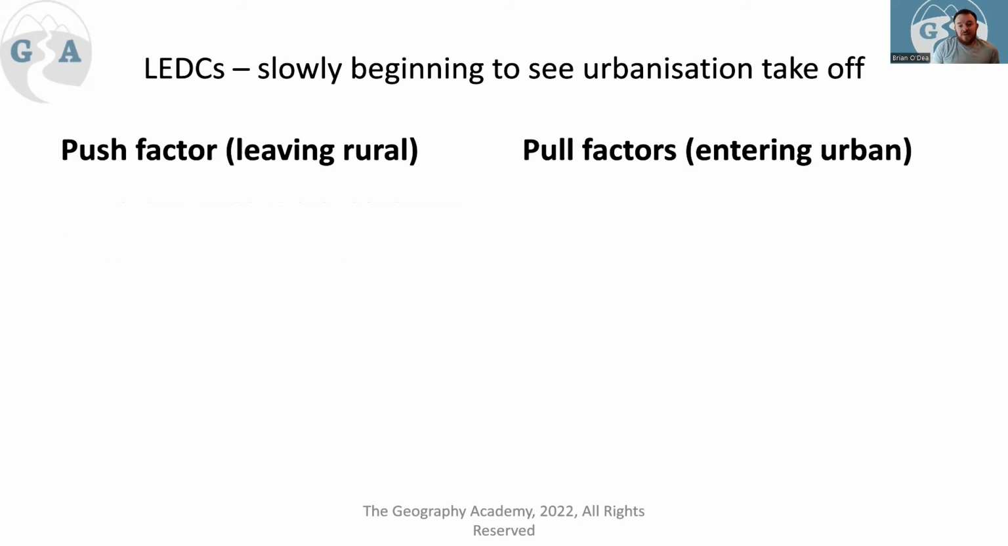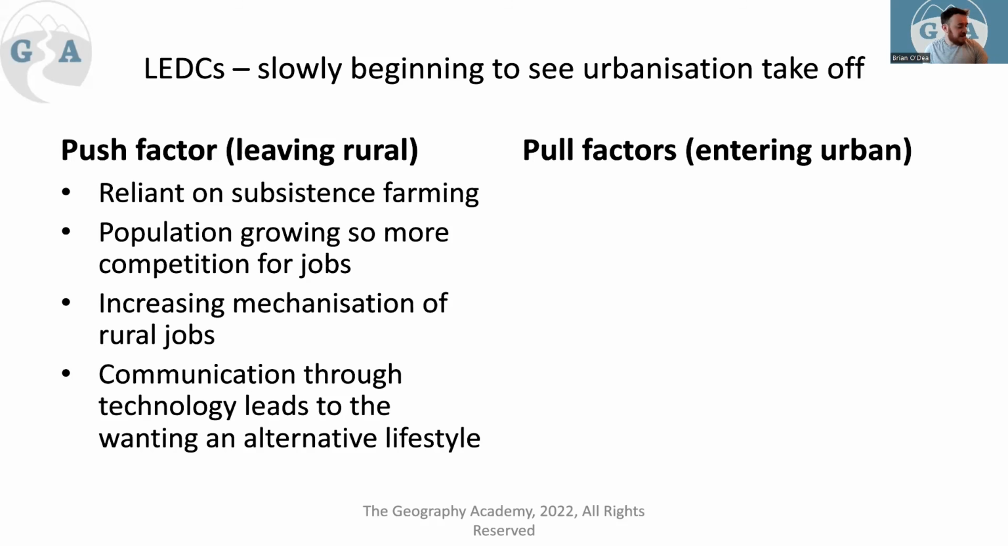So the push factors and pull factors. Why do you want to leave the rural and come into the urban? Being reliant on subsistence farming is not exactly the best thing in the world, because you might have low income, and a sudden change, like drought, would mean that you're vulnerable. We also see mechanization of jobs in the rural area changing the industry slightly, meaning that fewer people will have jobs for manual labor, let's say. Communication through technology, wanting alternative lifestyles, being exposed to and understanding what life in the city is like, and reducing the barriers to migration as well.